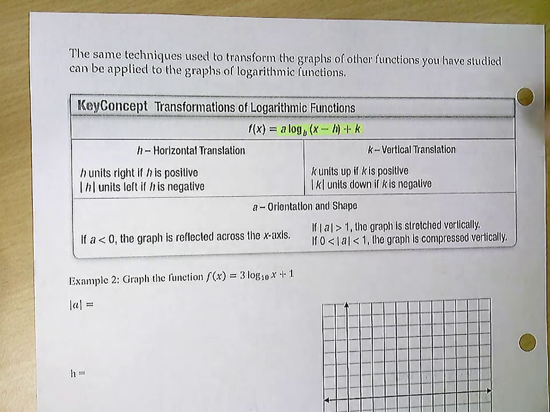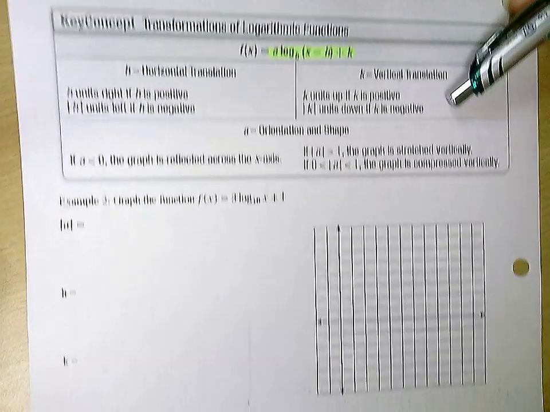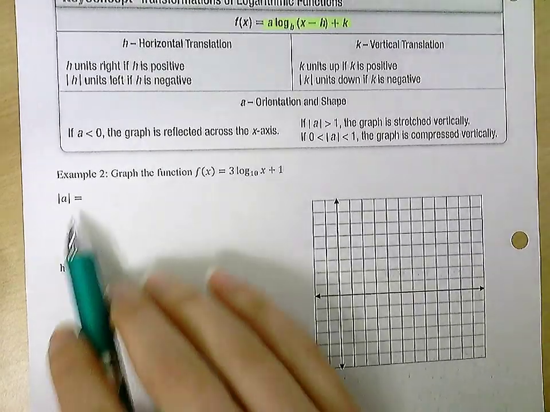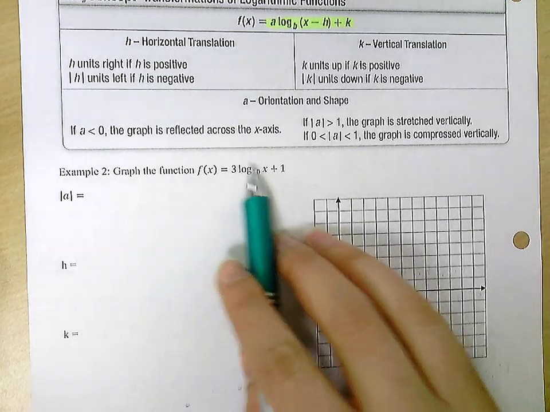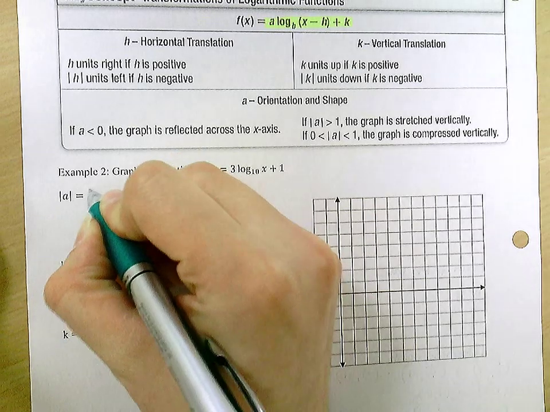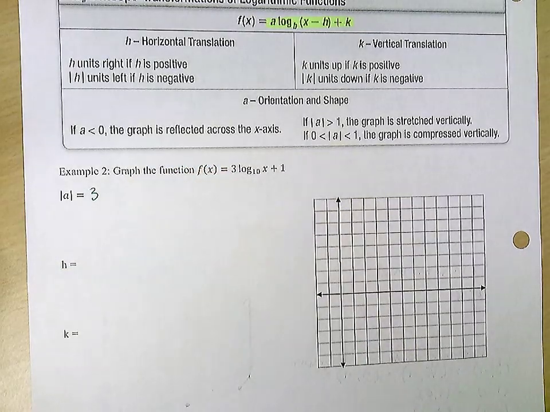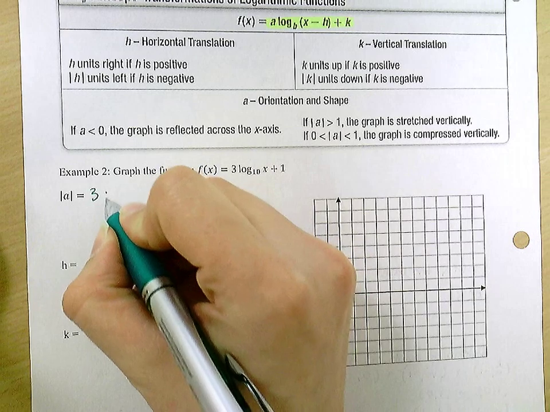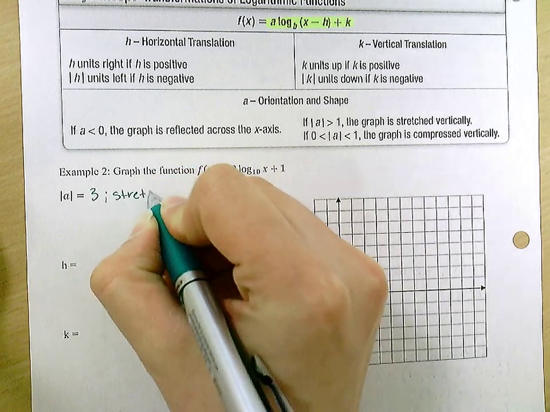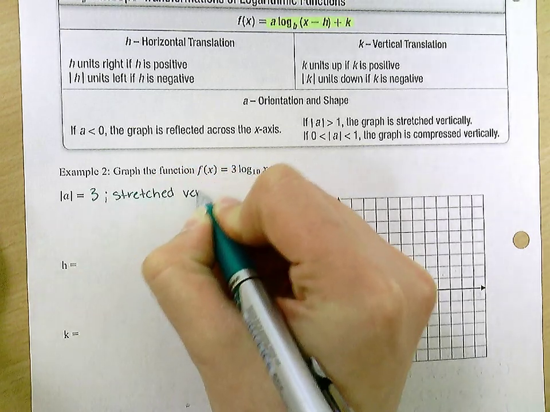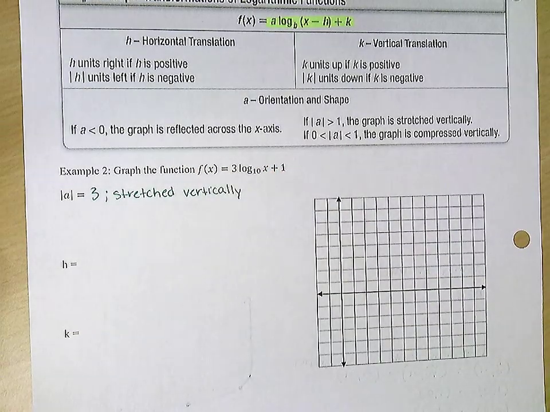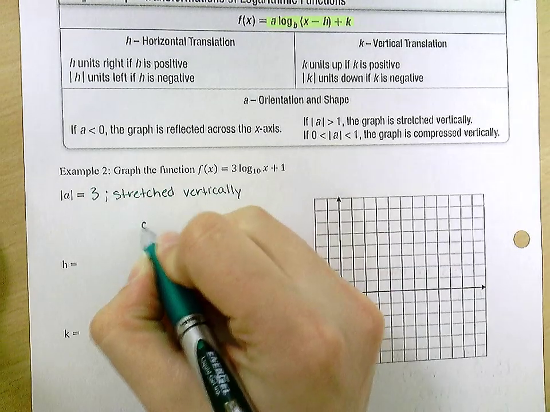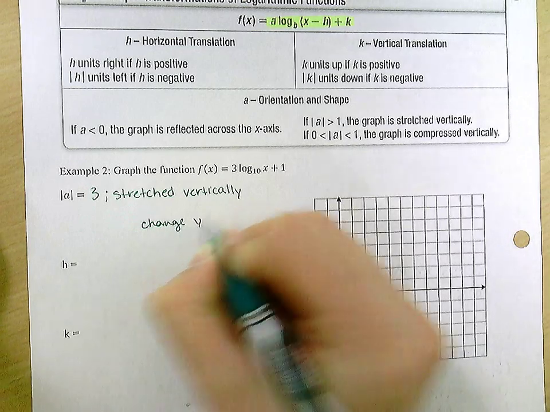So looking at my second example here, A would be 3. That's your number in front of your log function. So A is 3, meaning it's going to be stretched vertically. And when I stretch something vertically, that means I'm changing the y value. So here for this one, I would change the y value.